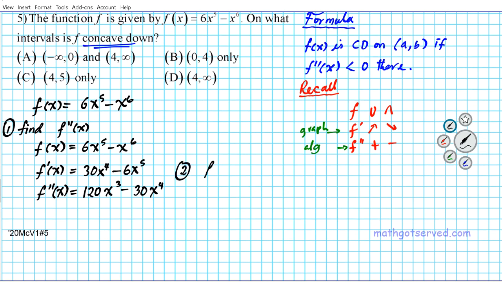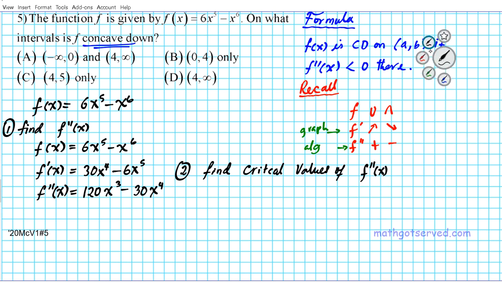Next, find critical values of f double prime. What on earth is that? What are the critical values? The critical values are basically where whatever you're looking for the critical value of is equal to 0 or does not exist, okay? So we're looking for where f double prime of x is equal to 0 or f double prime does not exist. Those are critical values.